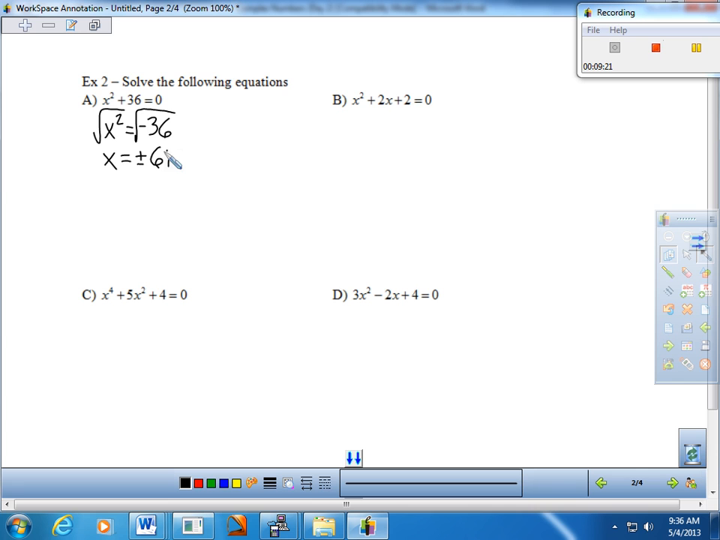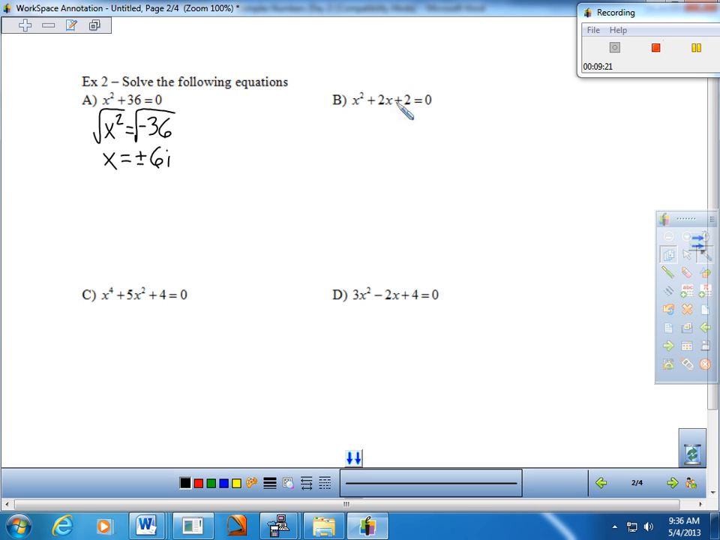All right, so there you go. And by the way, if I made you, and I won't, but if I made you put 6i back in for x, would it work? If I made you put negative 6i back in for x, would it work? Yeah. Great. Let's go get b.